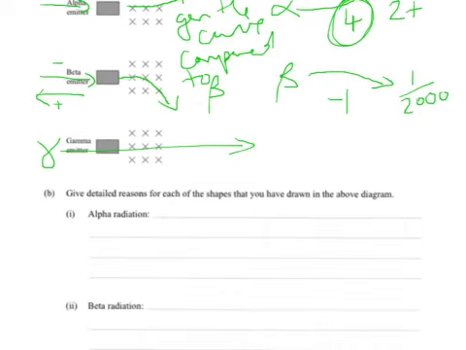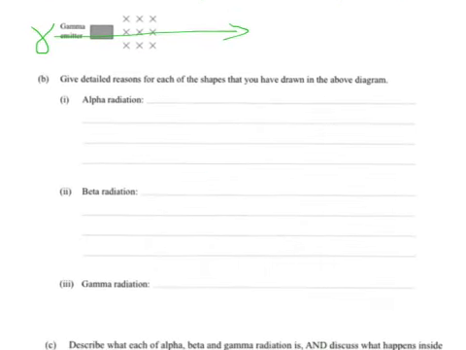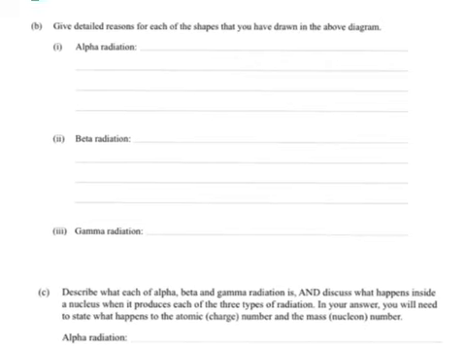So moving down to B. Okay, give detailed reasons for each of the shapes that you have drawn in the above diagram. Well, we've kind of already reasoned it out, but we'll just recap because it's useful. We'll start with gamma because that's the easy one. There is no charge, so no interaction with the field.